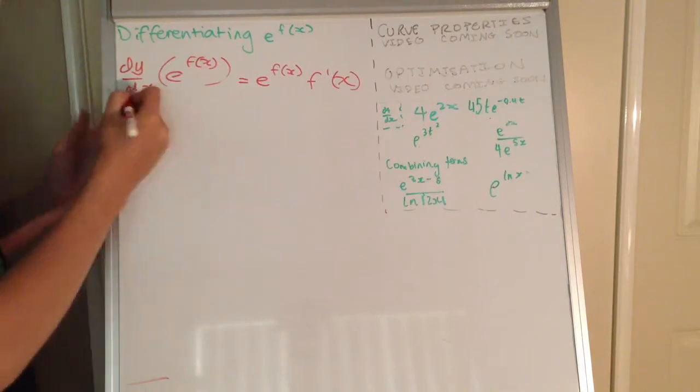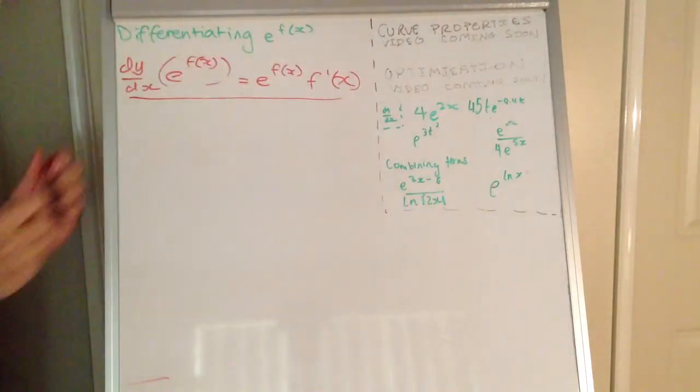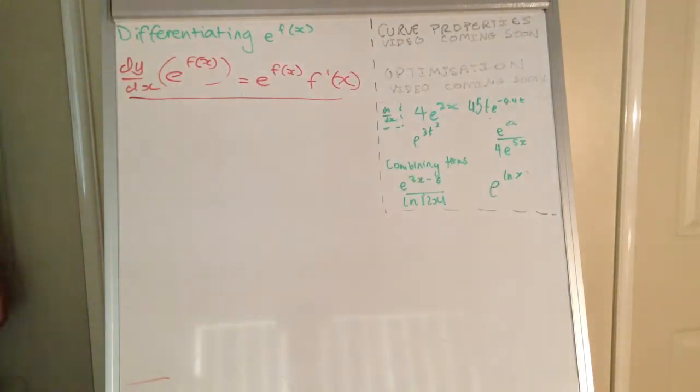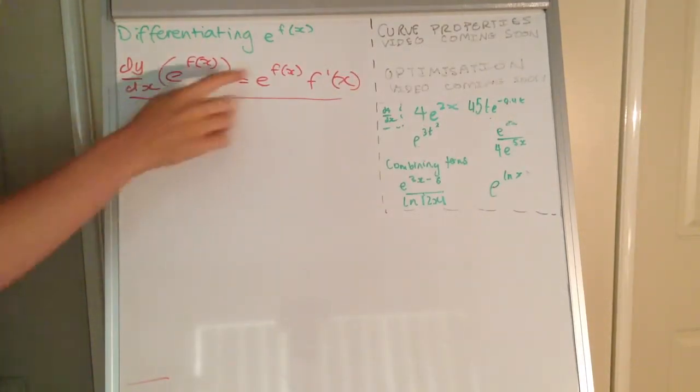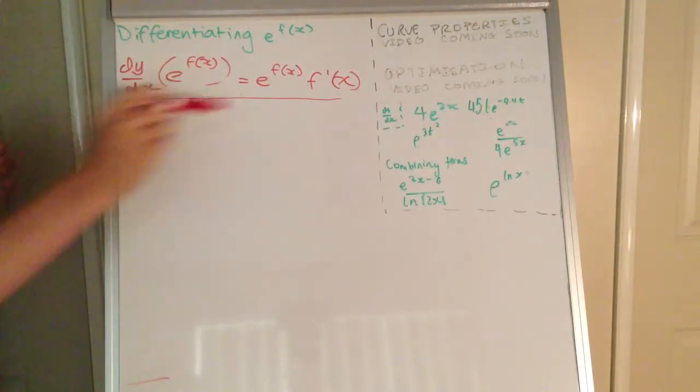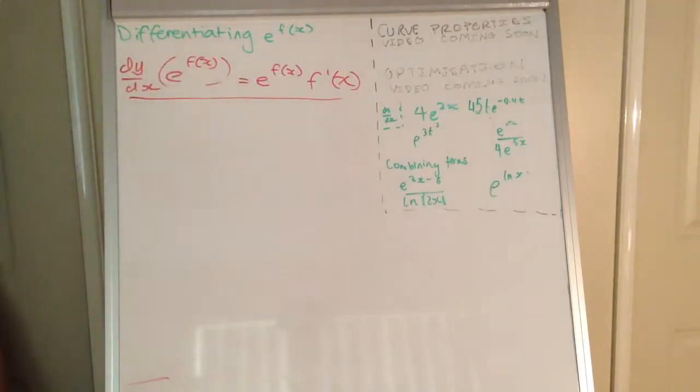So here's a rule I want to introduce in this video, and that is that e raised to the power of f of x, when we differentiate something that's in that form, we're going to get e to the f of x, just as it is, multiplied by the derivative of the exponent that e was raised to, or the f prime of x. So we've got a product between those two terms.